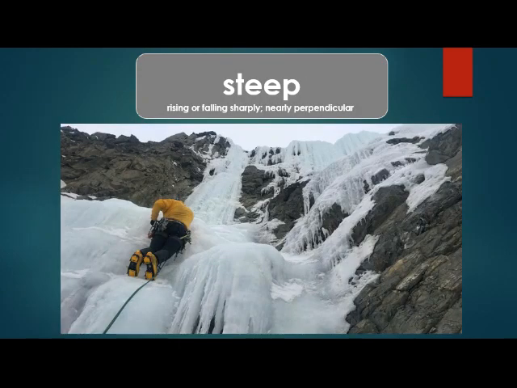Our next word is steep. Steep means rising or falling sharply, nearly perpendicular. Perpendicular means straight up and down. So look at this mountain climber. The mountain that they are climbing is very steep. It's going straight up into the air, right? It's very steep. Sometimes you might even hear these parts of mountains called cliffs, right? A cliff is very steep.